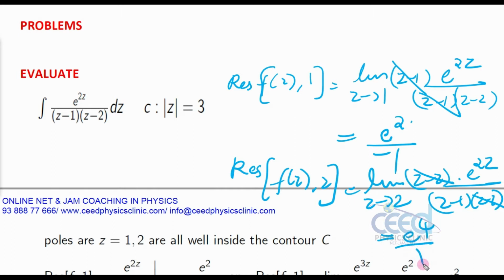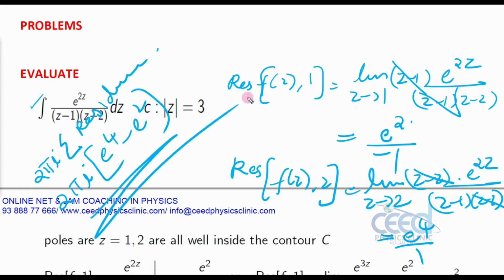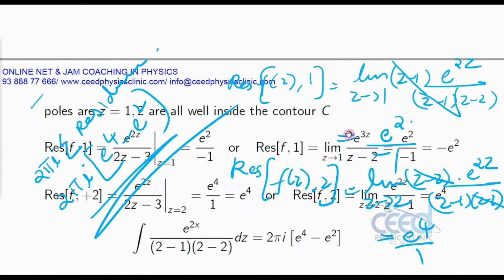So as per Cauchy's integral formula, instead of calculating this integral directly, we can calculate 2 pi i into the sum of residues. What are the residues? One is e square, one is e raised to 4. So the sum is e raised to 4 minus e square. This will be the final result. You may take e square out to get the required format. So 2 pi i into (e raised to 4 minus e square).